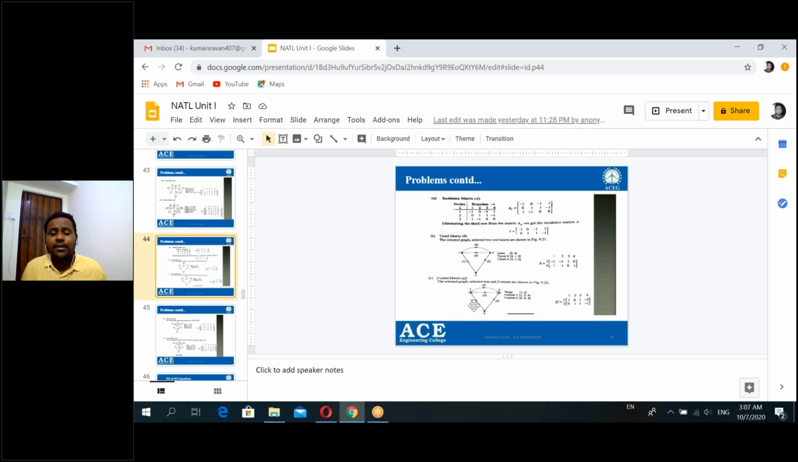In the cut set, before drawing it, we need to identify the number of twigs. How many twigs are there? Twigs are branches 1 and 2. 2 twigs are there, so 2 cut sets will form. Each cut set should consist of one twig only. Remaining all are links only.